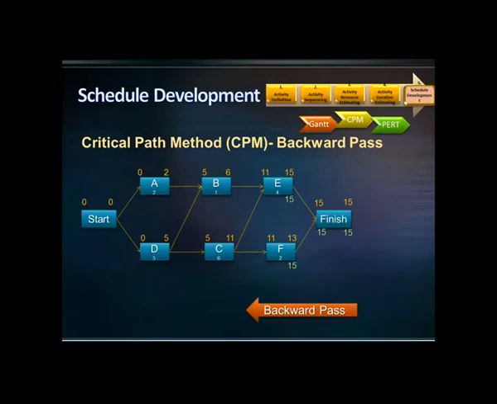For E, it is 15 days minus the duration of the activity, which is 4. So, the late start for activity E is 11 days. Following the same calculation, the late start for activity F is 13 days.